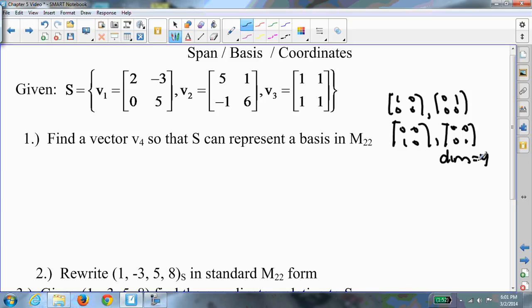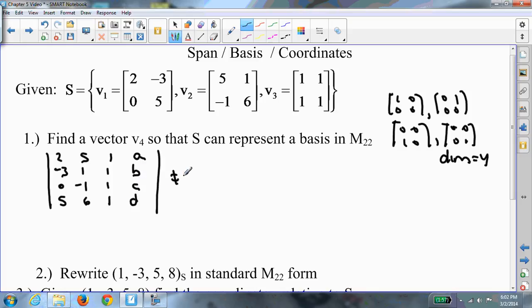Now, if you think all the way back to when I talked about linearly independent and span, I said if the determinant was not equal to 0, then they would span. And they would also be linearly independent. So let's do it that way for this one instead. I have 2, negative 3, 0, 5. So same thing. I'm going to stretch this out so I can use the ideas of matrices to help me solve for it. So then similarly, the next column will be 5, 1, negative 1, 6, 1, 1, 1, 1. And then my missing vector, I'm going to put in A, B, C, D. And I basically want to solve this so that it's not equal to 0.